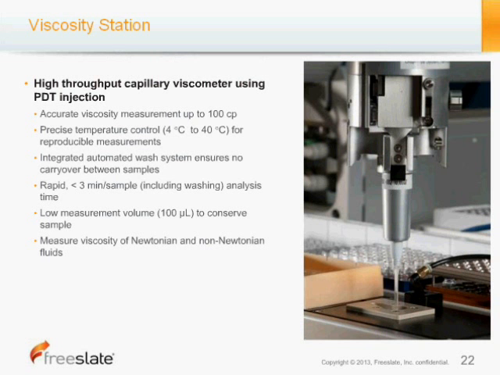For systems that measure viscosity, the Protégé Bioformulation Assessment System has an on-deck viscometer. The viscometer that we developed is a high-throughput capillary viscometer that uses a positive displacement pipette to inject the sample. The viscometer can measure viscosities accurately up to 100 centipoise. It has temperature control between 4 degrees C and 40 degrees C. It has an integrated automated wash system to ensure that there's no carryover between samples.